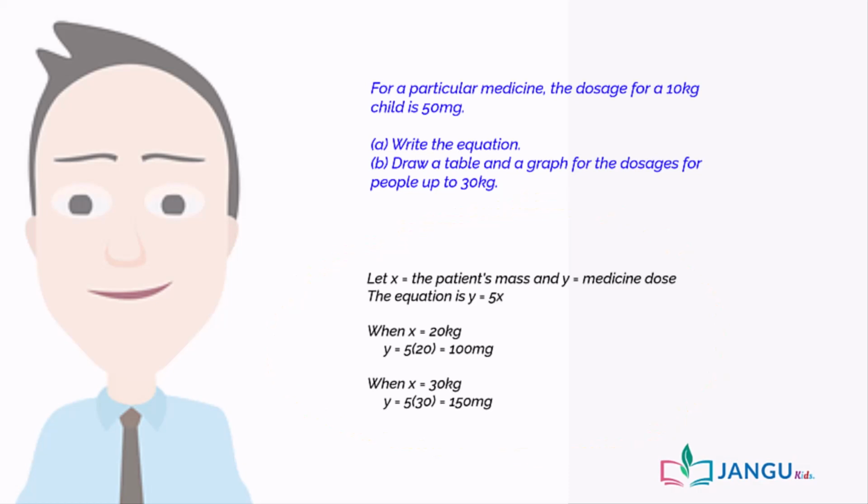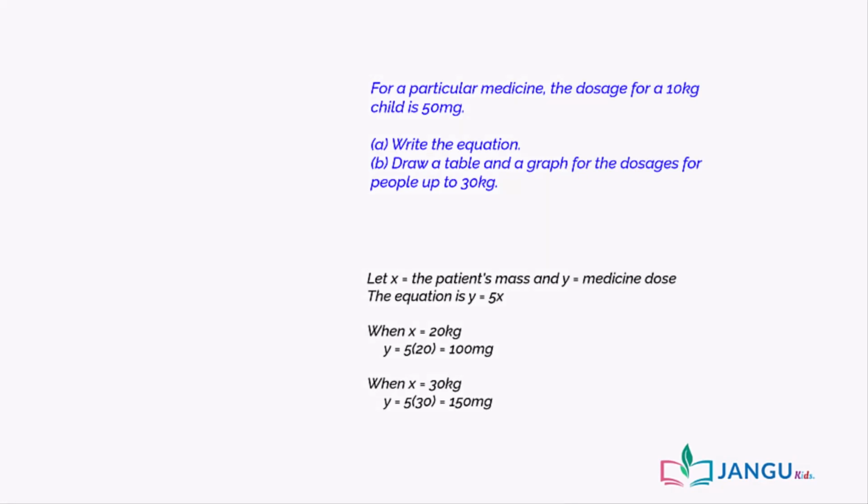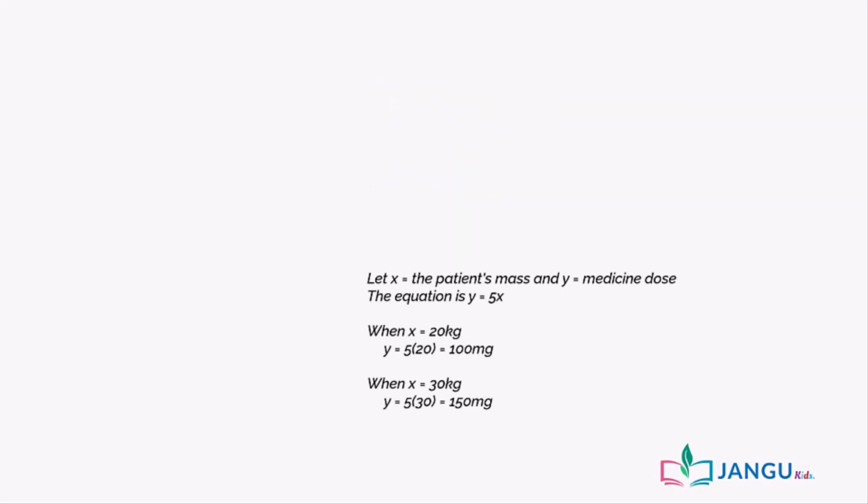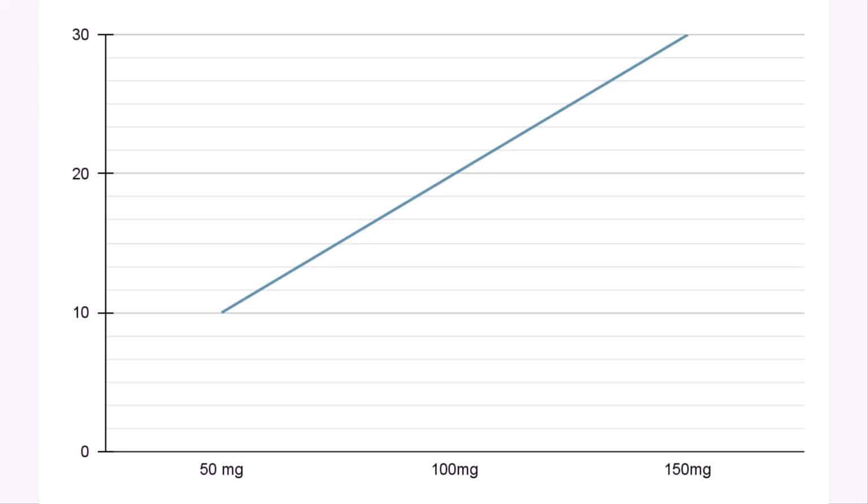When x is equal to 20 kilograms, y is equal to 5 times 20, which is equal to 100 milligrams. When x is 30 kilograms, y is equal to 5 times 30, which is equal to 150 milligrams. Next, we draw a Cartesian plane and plot the points on the graph using the table of values.